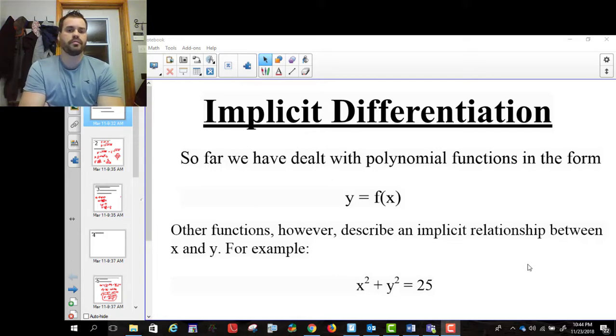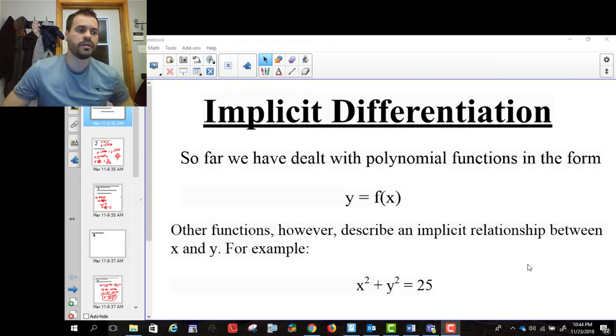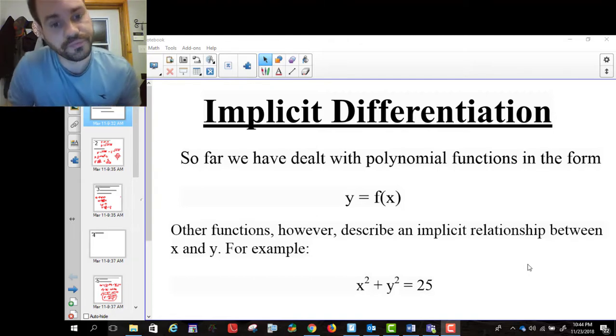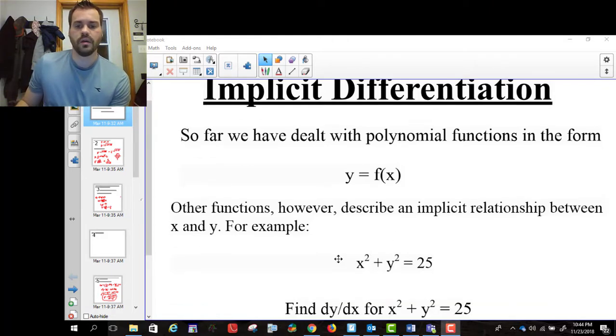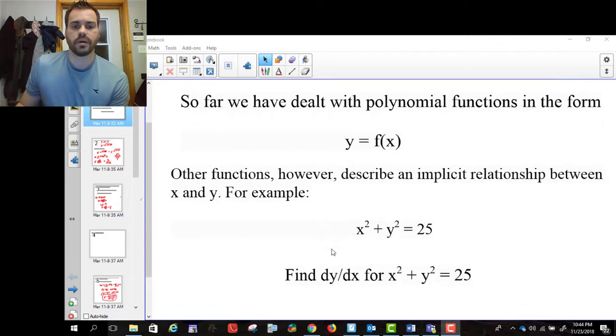So everything we've done so far, all the rules, and all the functions, the trig functions and the exponentials and logs and everything, have always been y equals something. And so the question is, what do I do if I know there's a relationship, but I don't know what it is in terms of y equals? Okay, so here's a question or an example.